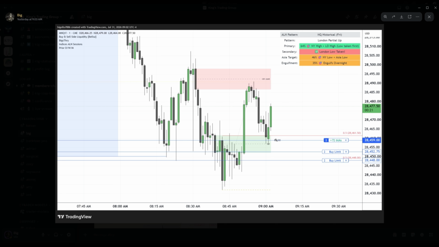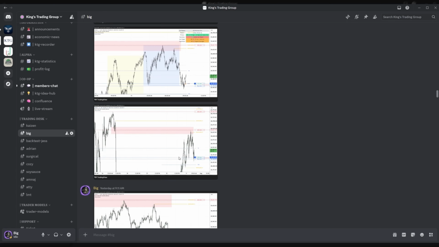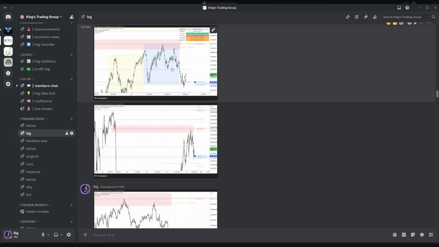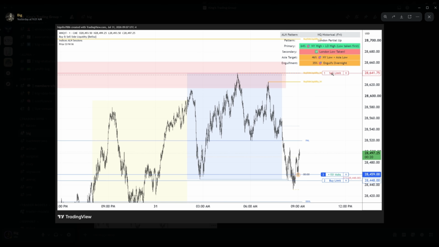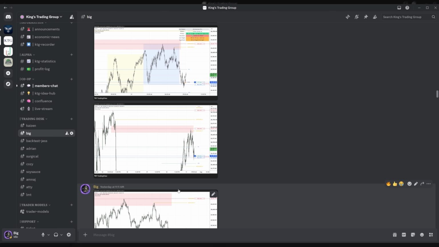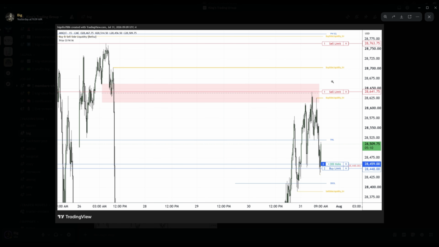Well, what happened was the first position filled and then price took off from there. And one of the next posts shows my first target was that London high for half of my position. A later post shows my final target was the buy side liquidity level that was from, I believe, the prior Monday.